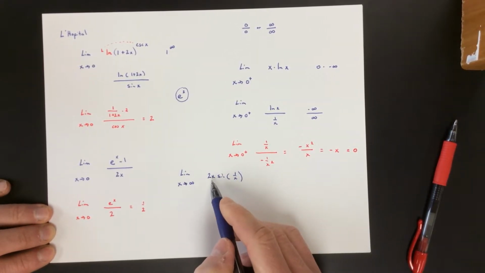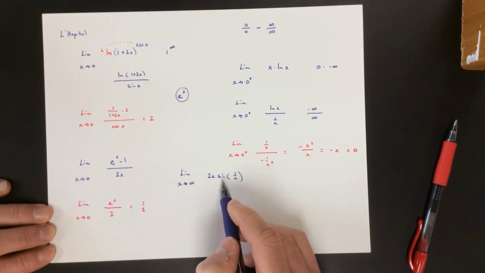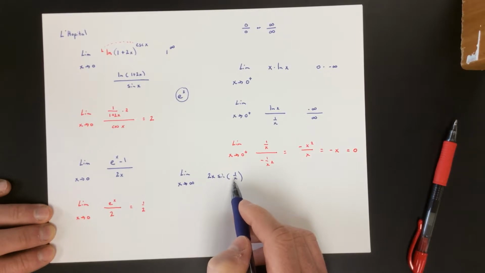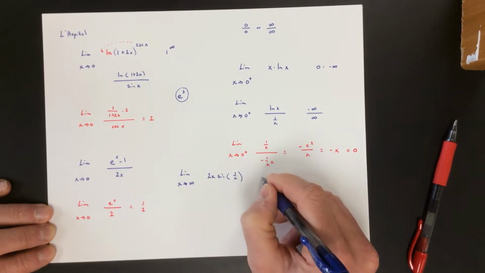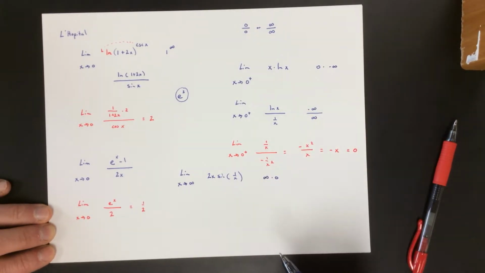Okay, so this is infinity times sine of 1 over infinity. Sine of 1 over infinity is 0, right? Because 1 over infinity is 0. Sine of 0 is 0. And then this is infinity. So you're like, oh man, this is infinity times 0. It's another kind of infinity times 0 case.